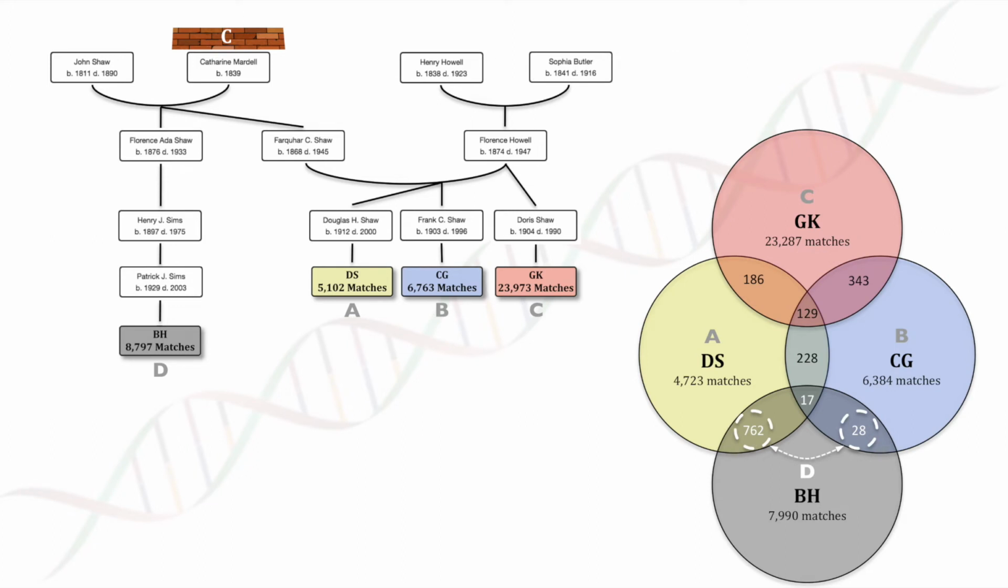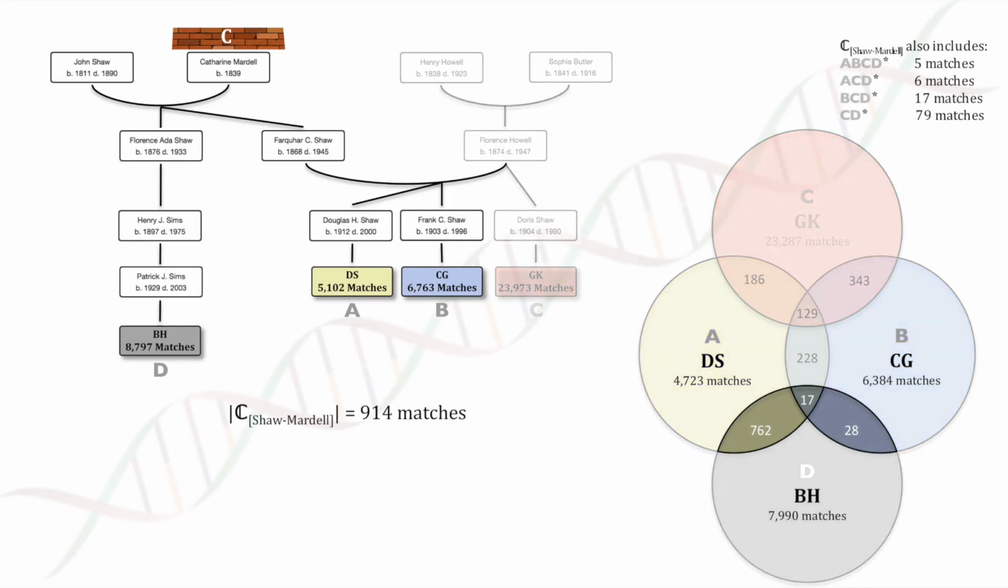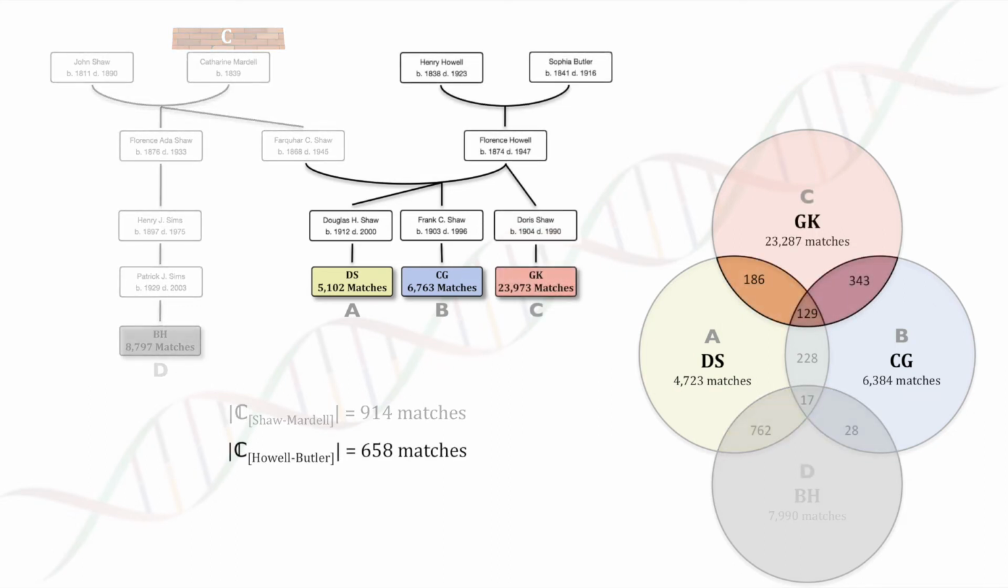Let's review our complexes. Since BH, individual D, is our most distant connection to complex Shaw-Mardell, any match D shares with the other test subjects must be assigned to complex Shaw-Mardell, and so the population of complex Shaw-Mardell is 762 plus 17 plus 28 plus 5 plus 6 plus 17 plus 79, which equals 914 matches. Likewise, GK's shared matches definitively connect those individuals to the Howell lines, so the population of complex Howell-Butler is 658 matches.